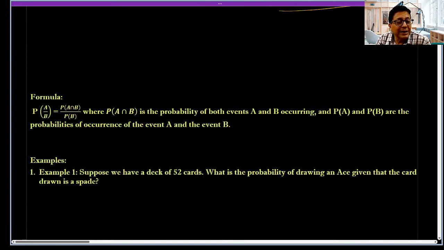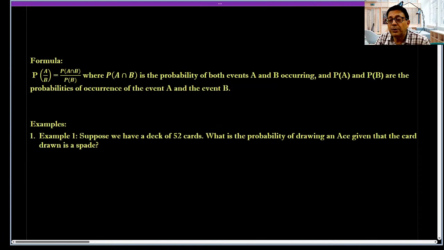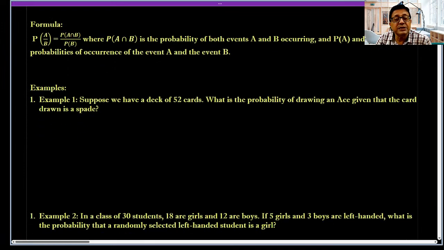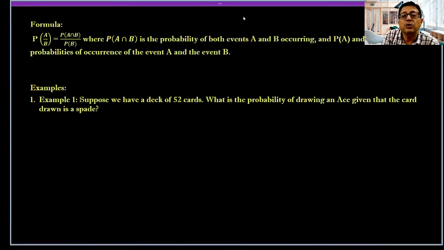Now let us go for example 1. Suppose you have a deck of 52 cards. What is the probability of drawing an ace given that the card drawn is a spade? This is a very simple problem, a very good application of conditional probability. Let us solve it.